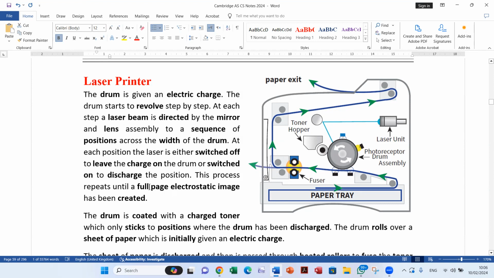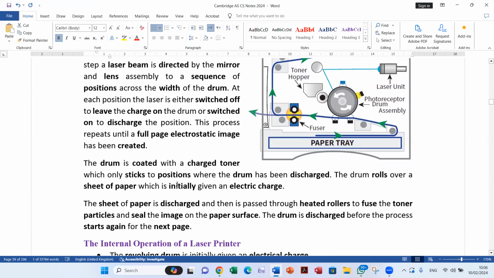The process repeats until a full page image has been created. So you draw the image on the drum. The drum is coated with a charged toner. When it rotates, the drum is coated with the toner. And toner is the printing powder. Okay? And it sticks to positions where the drum has been discharged. The drum rolls over.